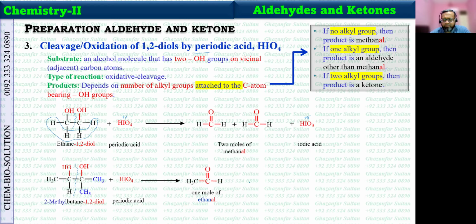So one is ethanal and one is propanone. And along with this, we obtain the iodic acid. So one of them is aldehyde, another one is ketone. So see the second and third point. If one alkyl group, then product is an aldehyde. If two alkyl groups, see on left hand side there is only one alkyl group, so this part is converted into aldehyde, and the other side which has 2 alkyl groups, it is converted into ketone.